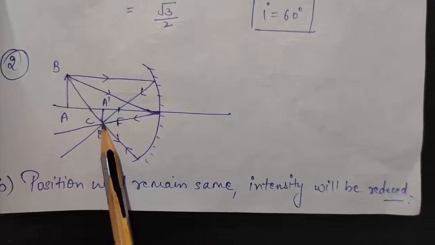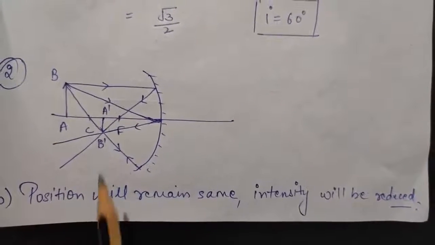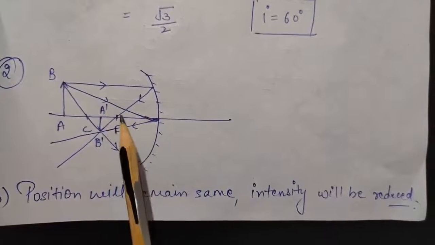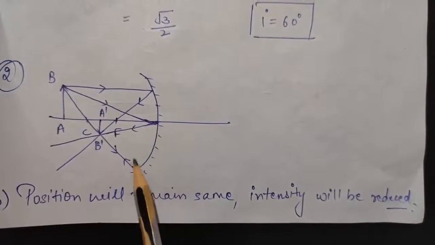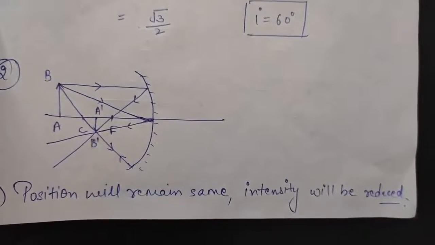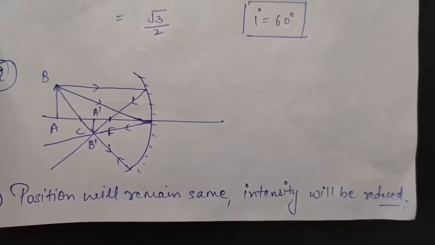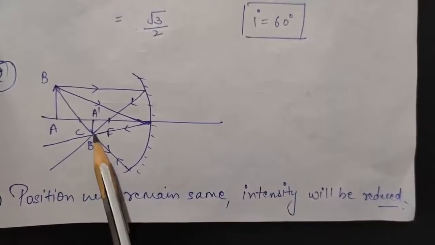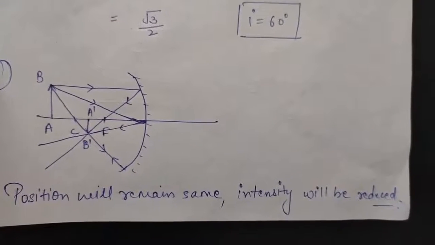So therefore you can say the position of image will remain unchanged, but because there will be now less reflected rays, because this area is covered with a paper, or you can say this area is painted black, so therefore the intensity of the image will reduce, because now less reflected rays will be meeting at a point, so intensity will be reduced, but the position of the image will remain same.